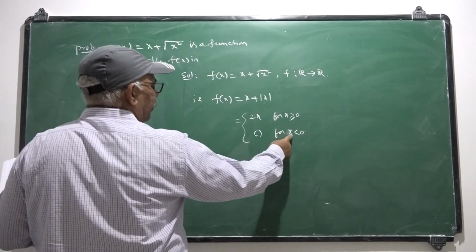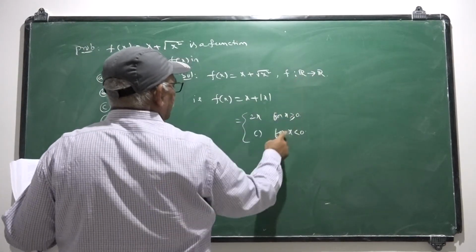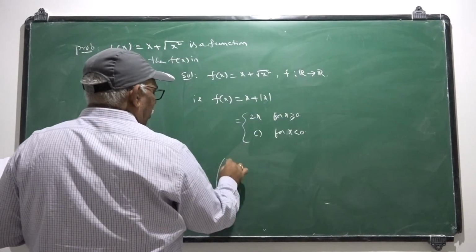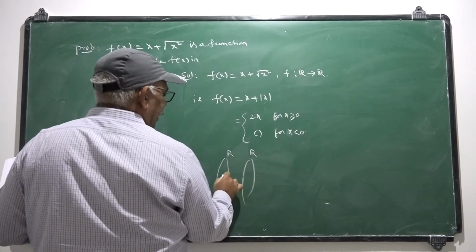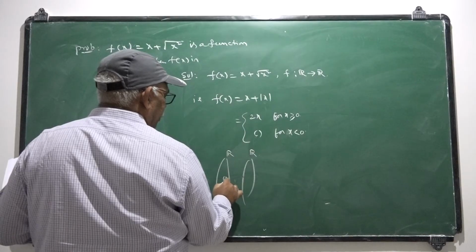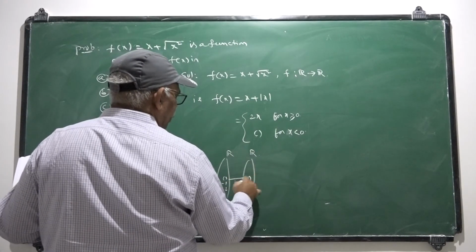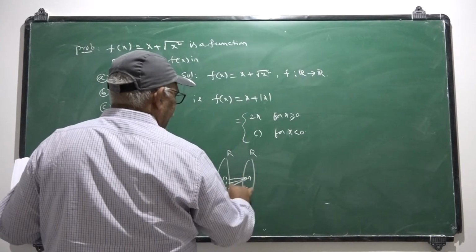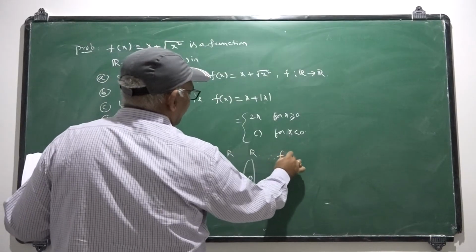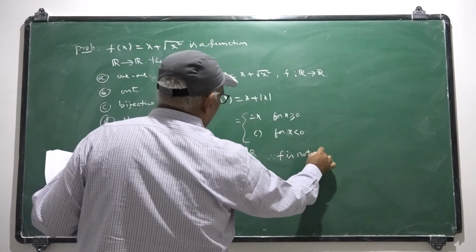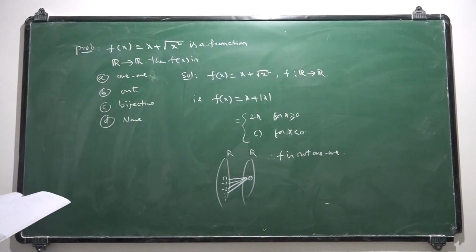Clearly, all the negative real numbers x are mapped to 0. So all the negative values, including 0, minus 1, minus 2, like this, are all mapped to 0. Therefore, f is not 1-1. It is a many-one function.